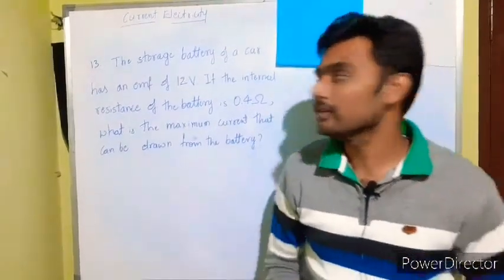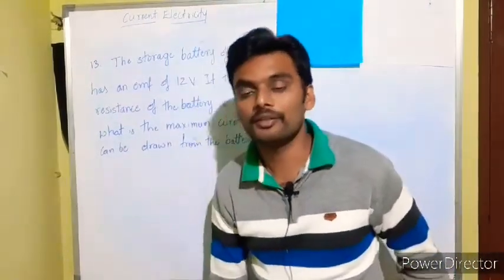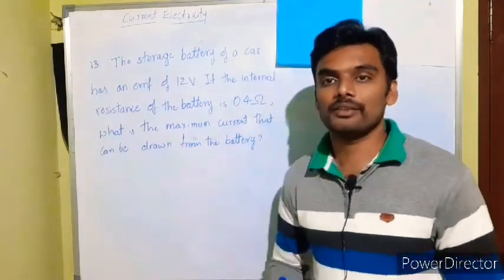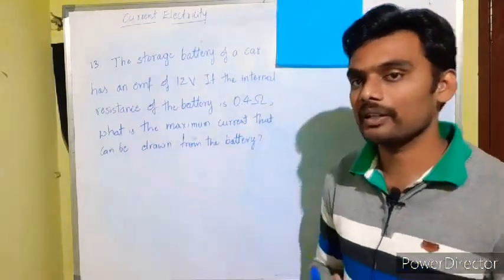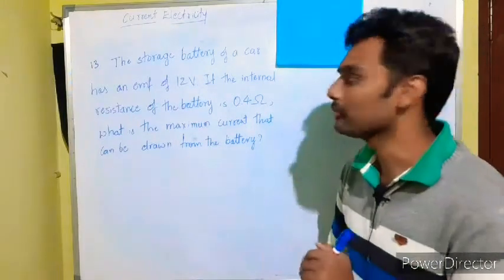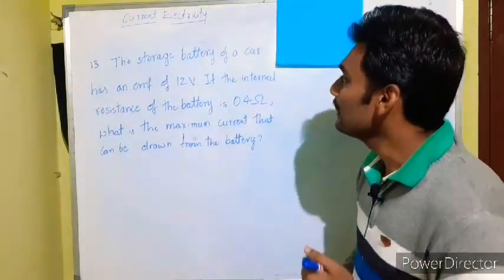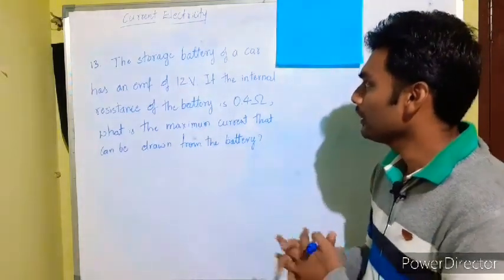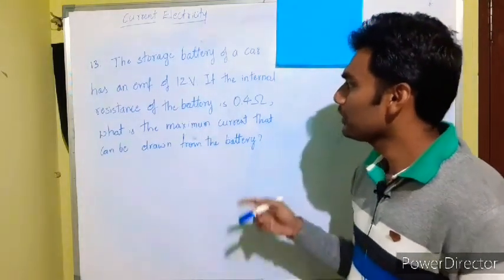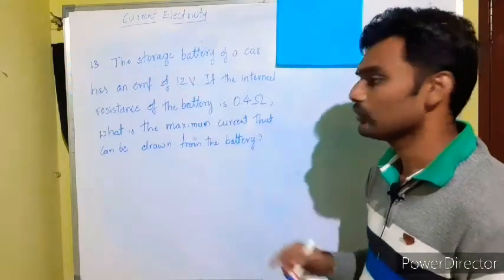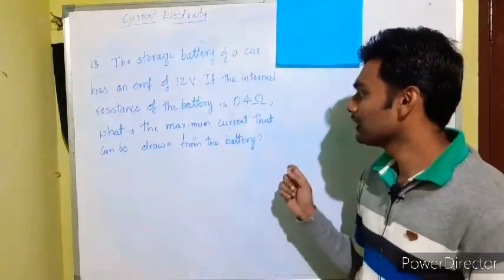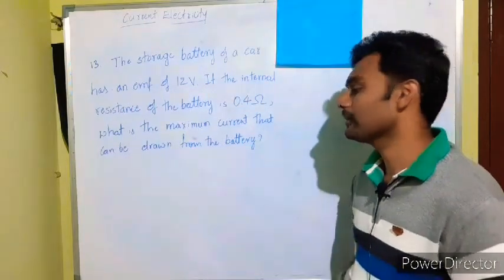Right, the next question, the 13th one, is on a battery which includes the internal resistance of the battery. This is the first time we are taking such a problem, and it's a simple one. The storage battery of a car has an EMF of 12 volt. If the internal resistance of the battery is 0.4 ohm, what is the maximum current that can be drawn from the battery?